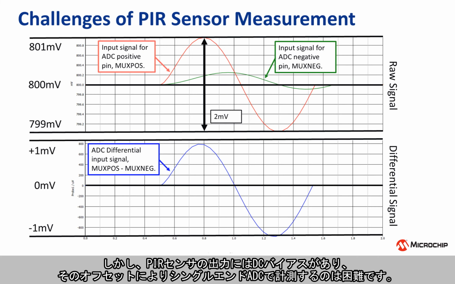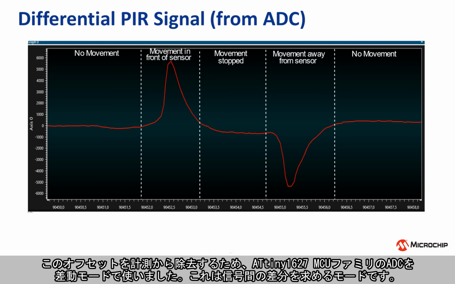However, the PIR sensor's output has a DC bias, which would make measurements with a standard single-ended ADC difficult due to the offset. To remove this offset from the measurement, the ADC on the ATtiny1627 family of microcontrollers was used in differential mode, where the signals are subtracted, leaving only the difference between them.